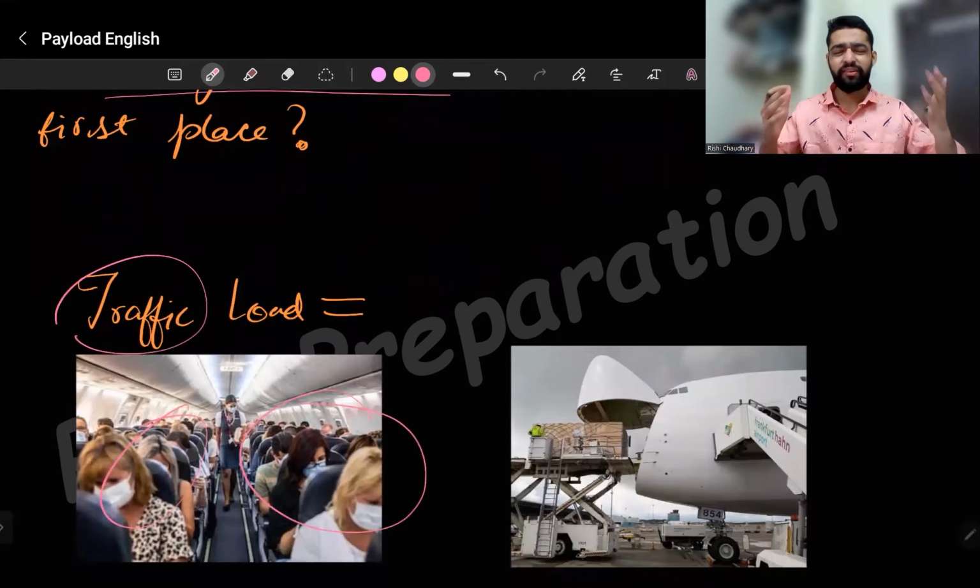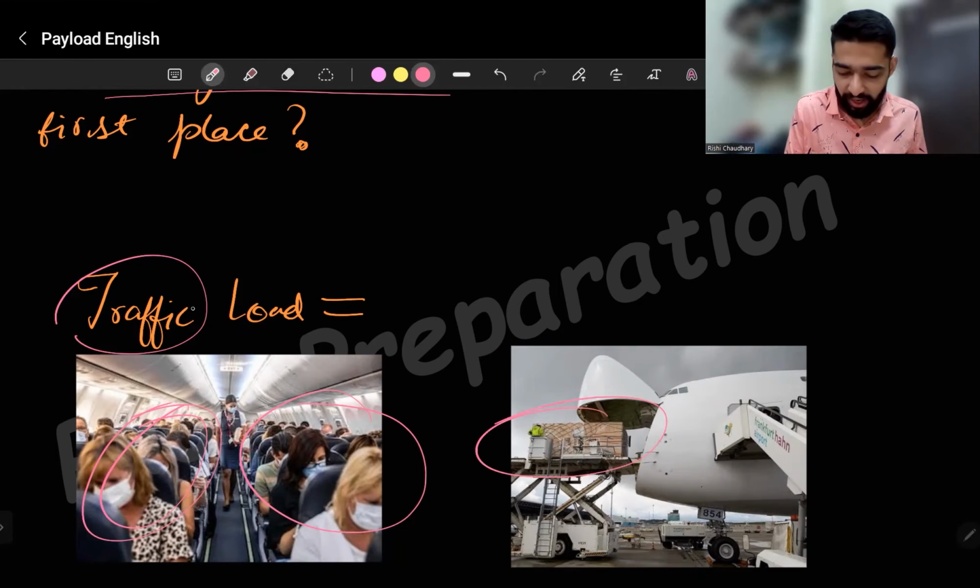This is also called, you can see, this looks like a congested place, so they are called traffic. And traffic means anything which is going inside and increasing the load, so it is called traffic load because they also carry weight.